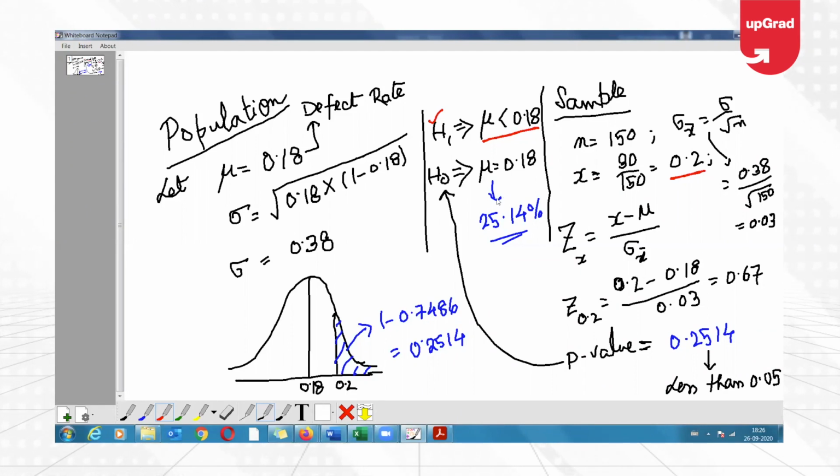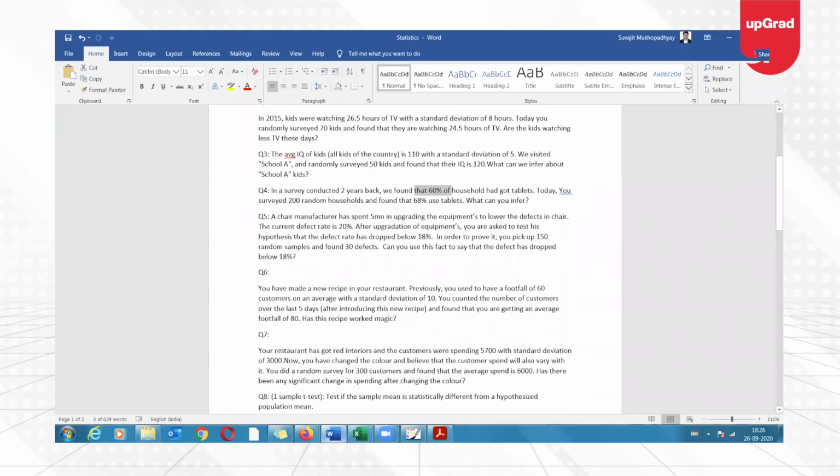So in this case, my outcome is that I do not have enough evidence to reject the null hypothesis, or I do not have enough evidence against the null hypothesis. You can use any one of these statements, because the chances of the null hypothesis being true in this case is 25.14%. I hope this makes sense. So now let's move on to the next problem.